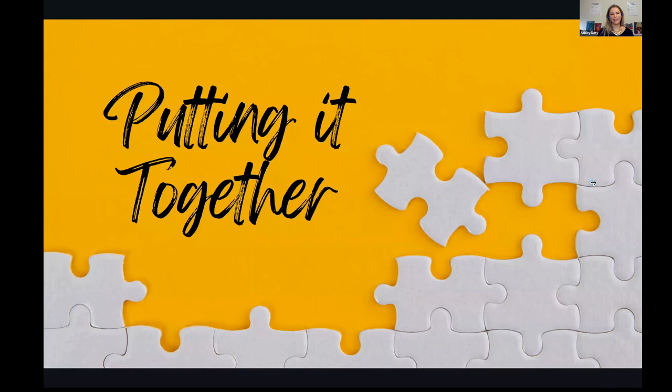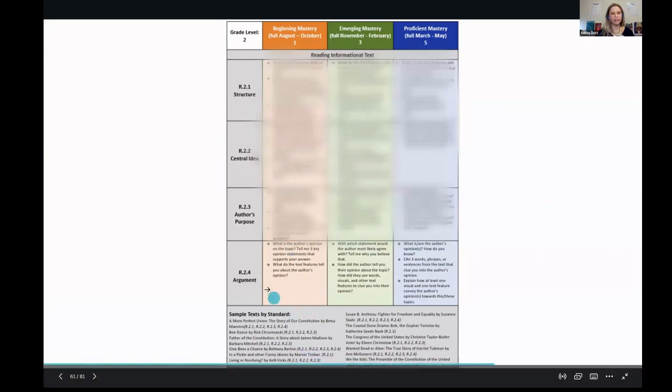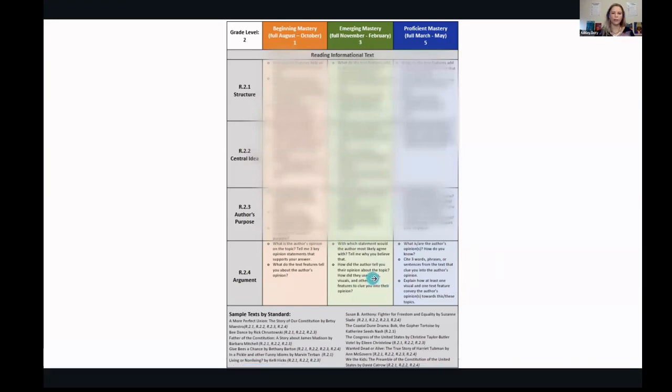Now, how do we put it all together? So if I am trying to plan with the benchmarks, with comprehension in particular, I would probably start with this page. And I'd start with this page because I like looking at everything at a glance. Okay, if argument is my primary benchmark for this week or this unit as determined by my scope and sequence or my curriculum, okay, it says argument's my main thing.